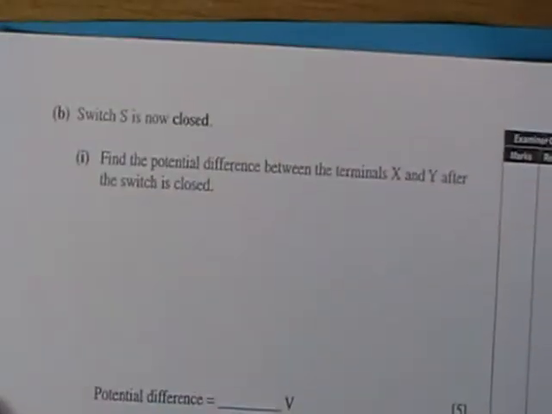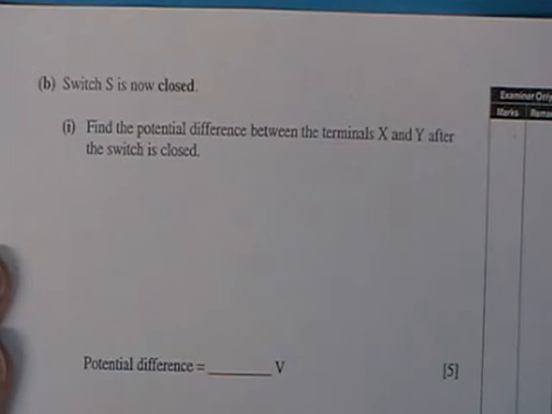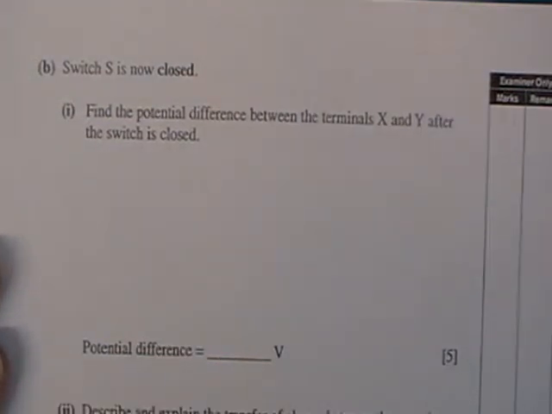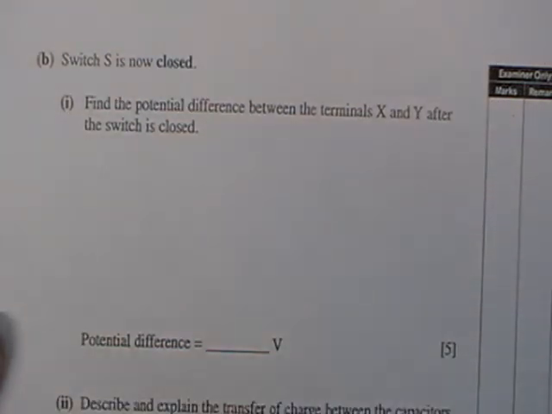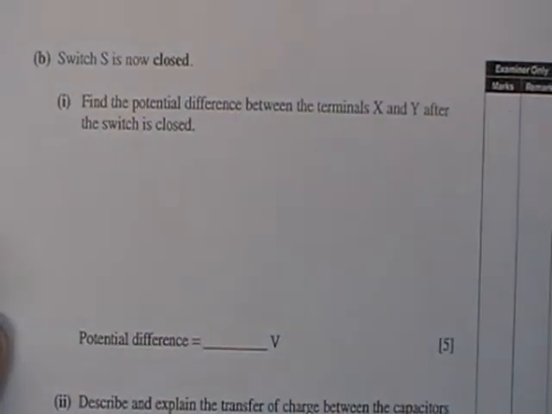Part B of the question. The switch is now closed. Find the potential difference between the terminals X and Y after the switch is closed. And so what you have to do is calculate the two different charges on each one, and then calculate the total charge and calculate the total voltage then. So this is a difficult enough question, so it's worth your while looking at this.